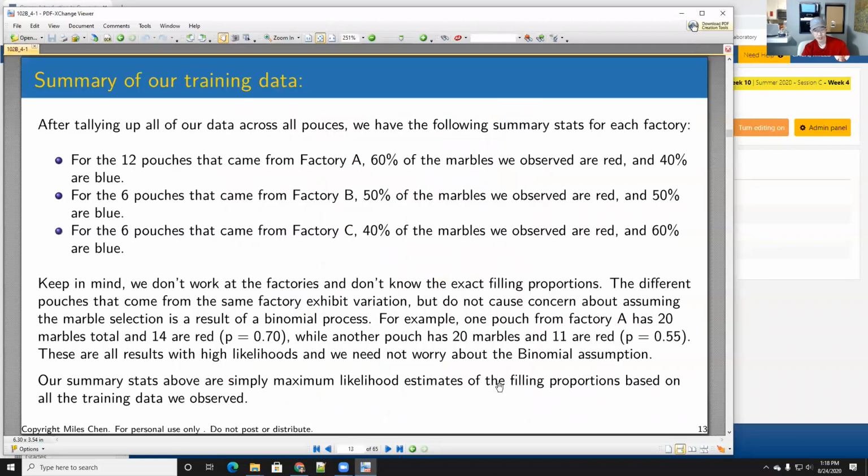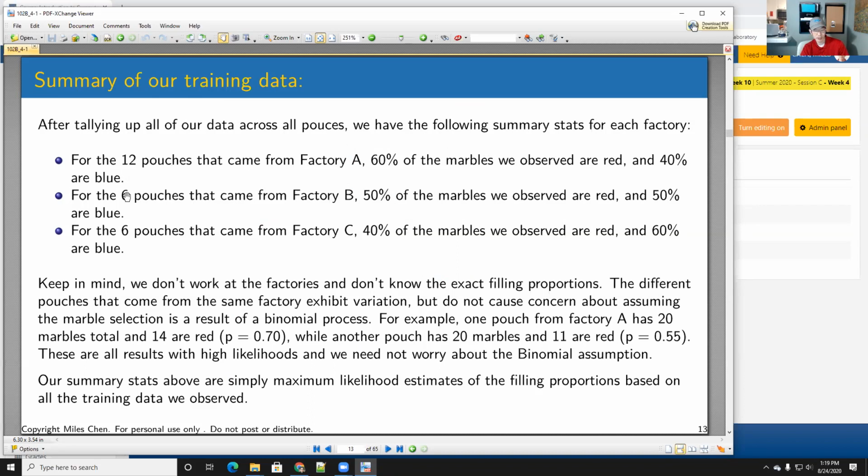All right, so we go through and count up all of our data. We dump out each bag, note which factory it came from, and count how many marbles are red and how many are blue. We look at all the pouches that came from factory A, and overall, after summarizing all 12 pouches, we find that 60% of the marbles are red and the other 40% are blue.